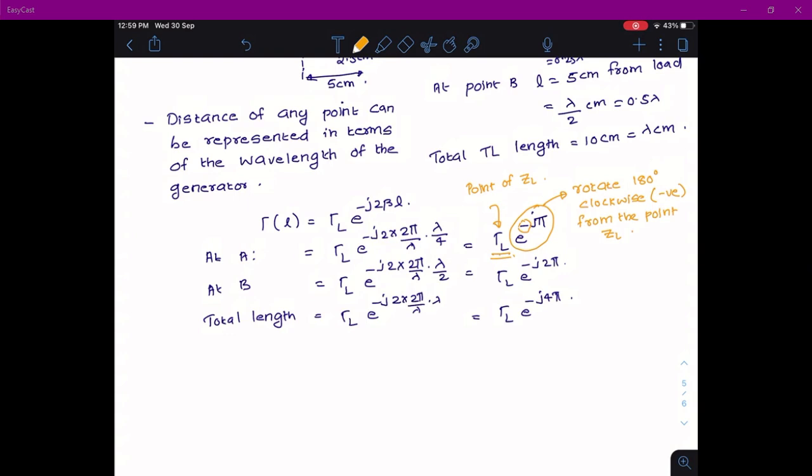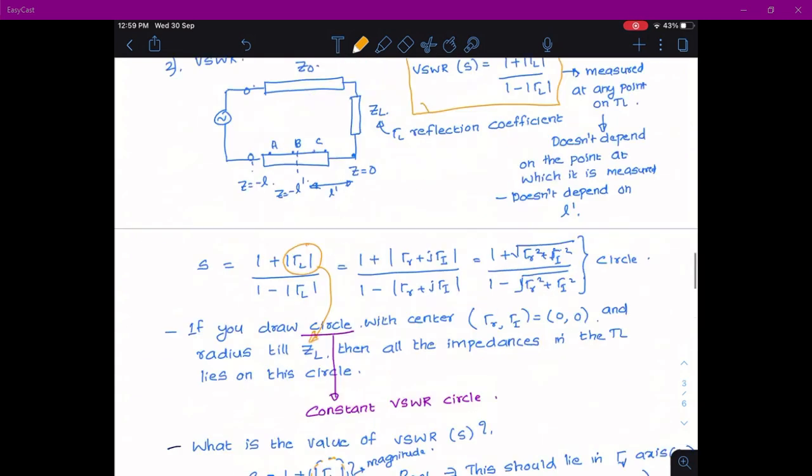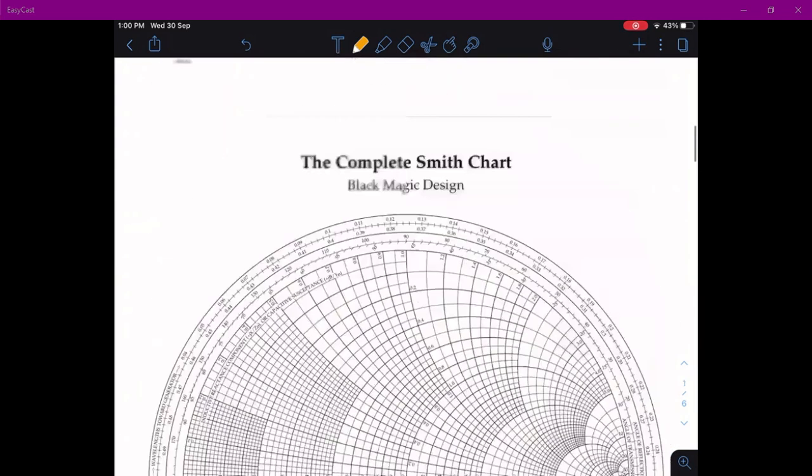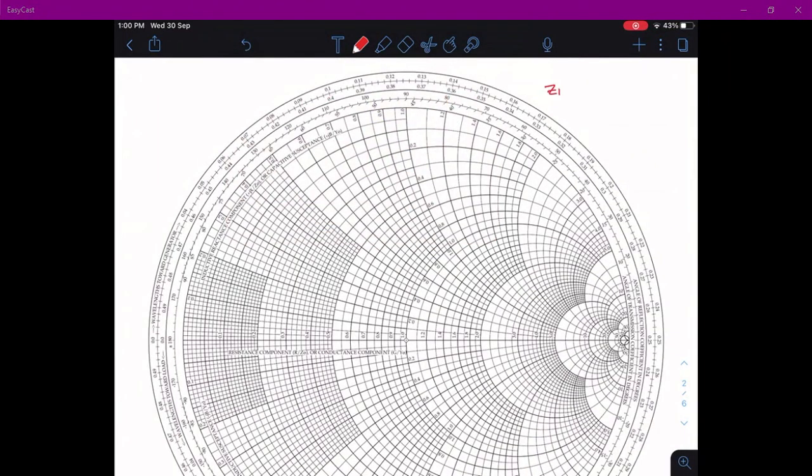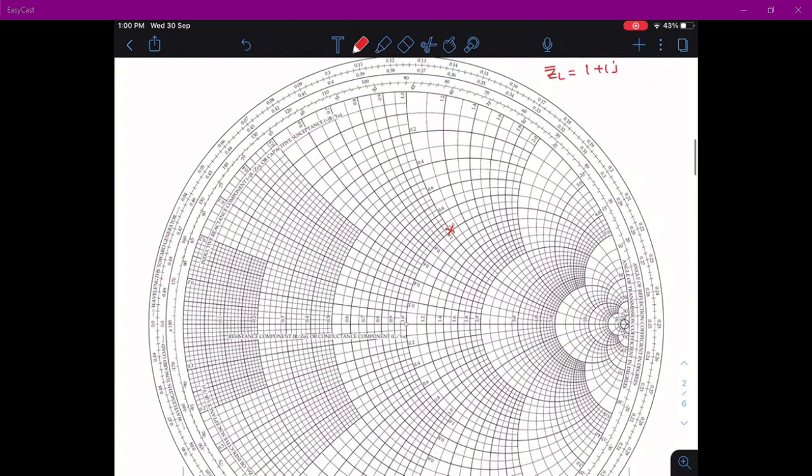Okay. So if you want to find the impedance or reflection coefficient at A, what do you want to do? You need to rotate 180 degree. So let's mark the point. So we found that the normalized load is equal to 1 plus 1j. Okay, that is this point. Now let me draw the straight line.